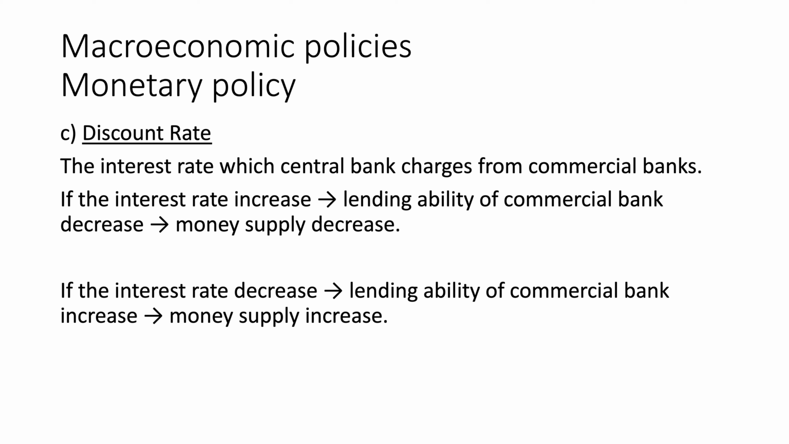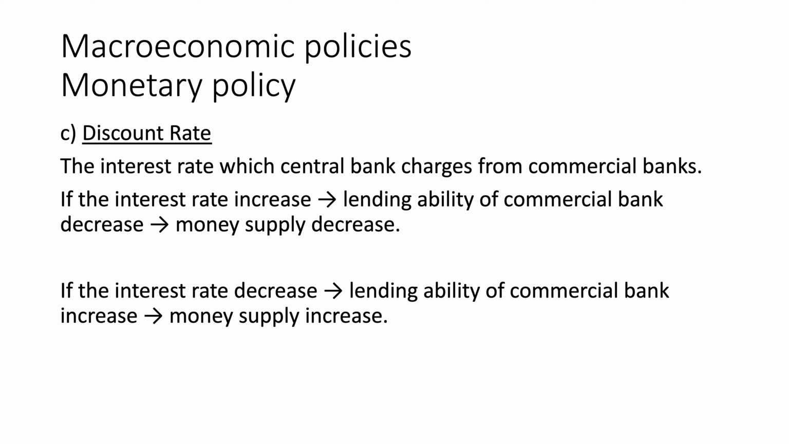But now the central bank wants to increase the money supply, and it reduces the discount rate to 5%, which means loans become cheaper for the commercial banks. Now they have more lending capacity, which increases the money supply in the market. So these are the three tools which are used to control money supply and through which monetary policy is operated: open market operation, required reserve ratio, and then discount rate.